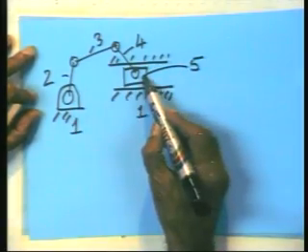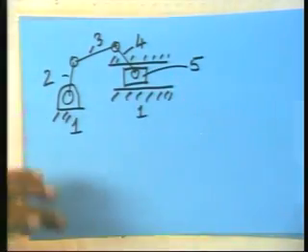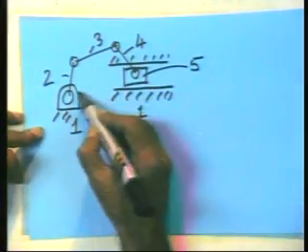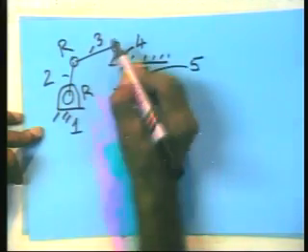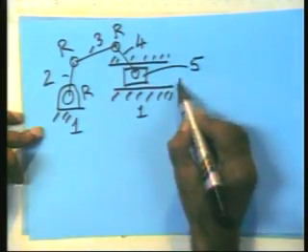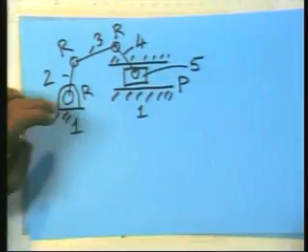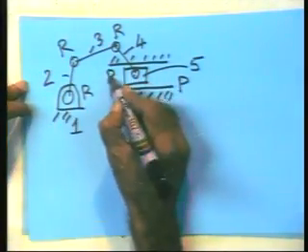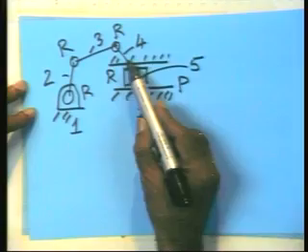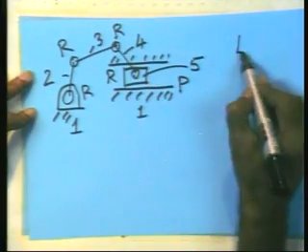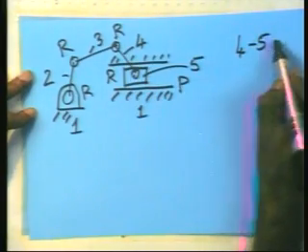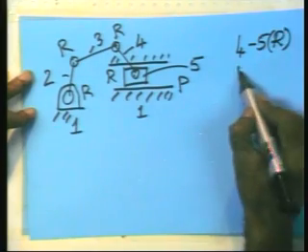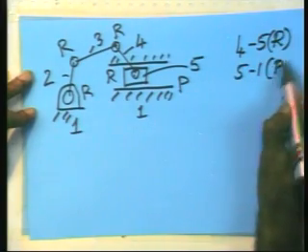There is a joint between 5 and 1, that is the prismatic joint. There is a joint between 5 and 4, that is the revolute joint. So I have R here, R here, R here, but I have a P here. So 1, 2, 3, and there is an R here inside. Here between 4 and 5 there is an R. Between 5 and 1 there is a P.